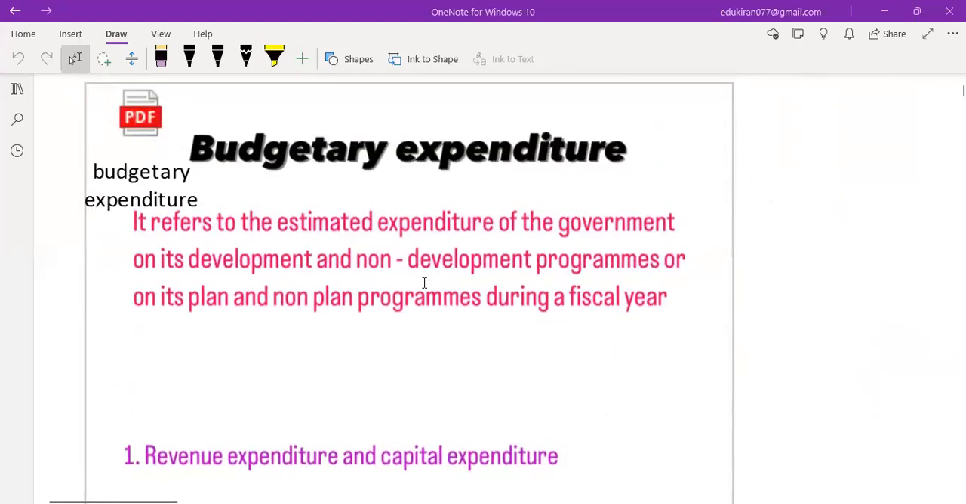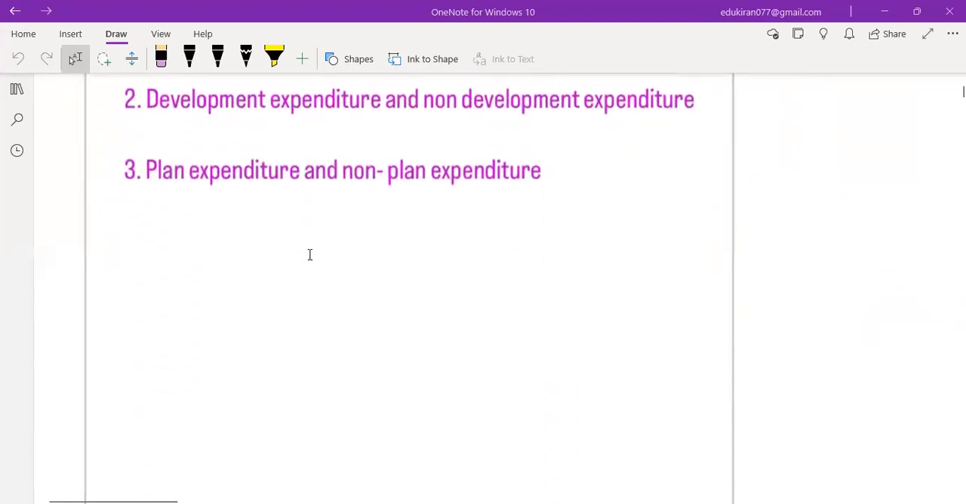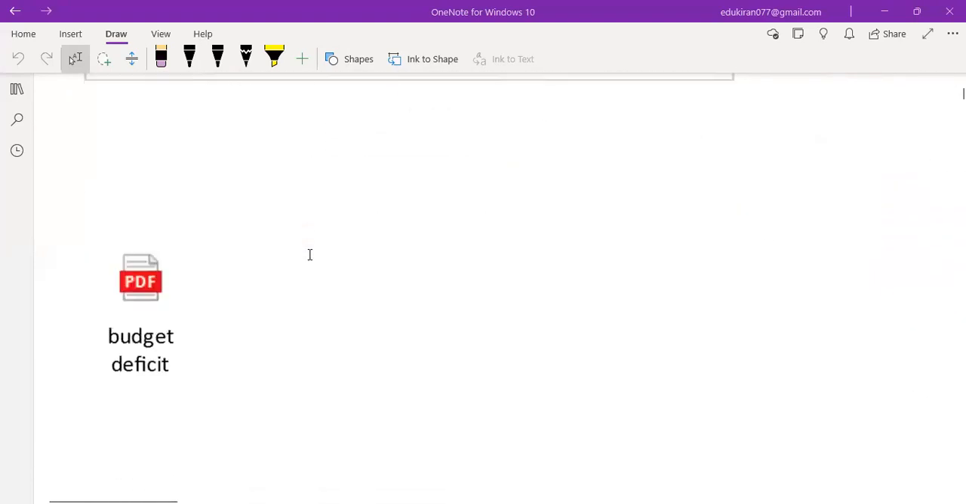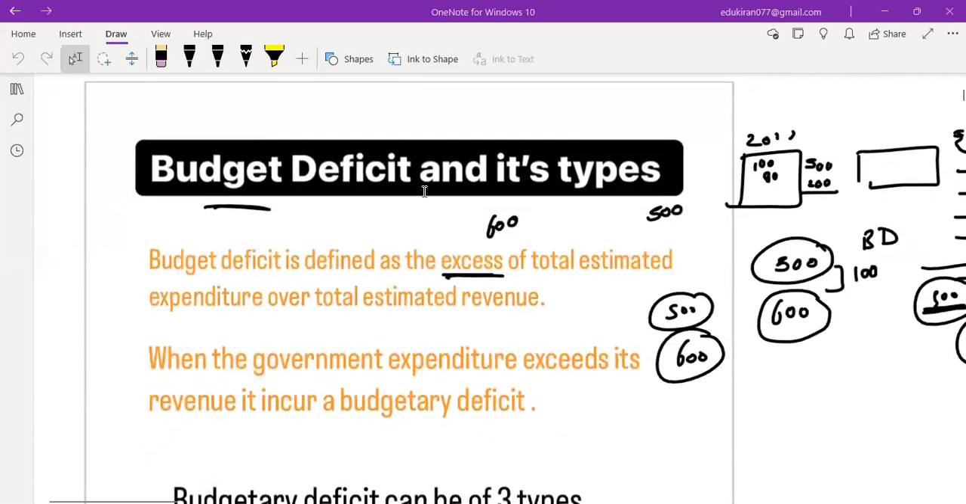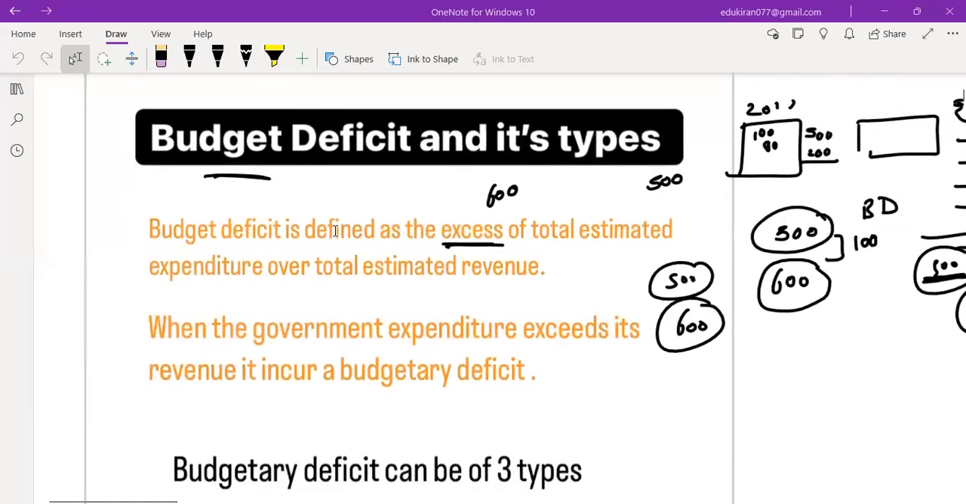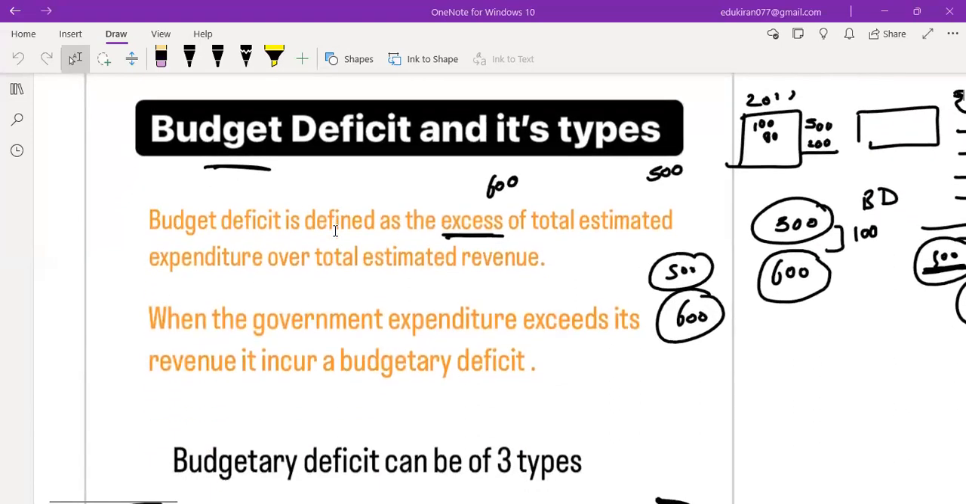Earlier it was revenue receipt and revenue capital receipt. We did the expenditure also, and we did the capital receipts also. So I think we have to start from budget deficit then. Okay, so now coming to budget deficit. Ma'am, what is this budget deficit?